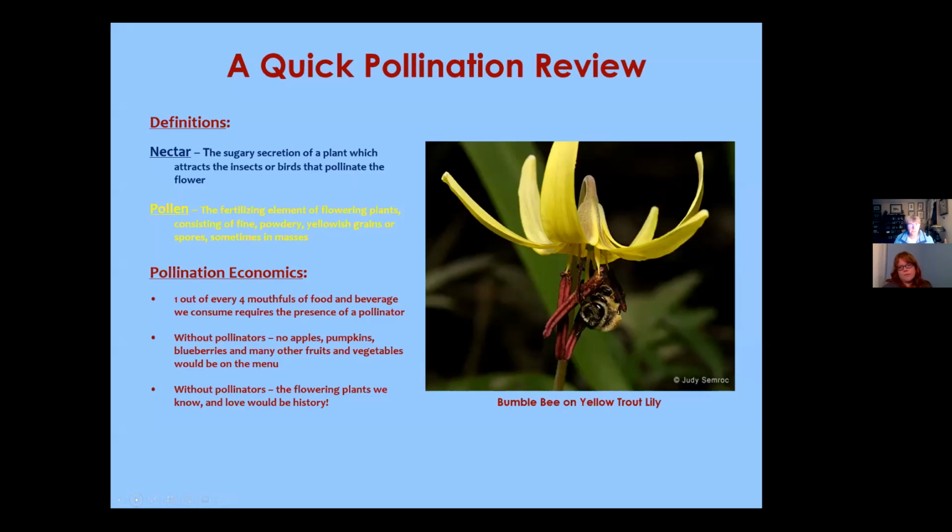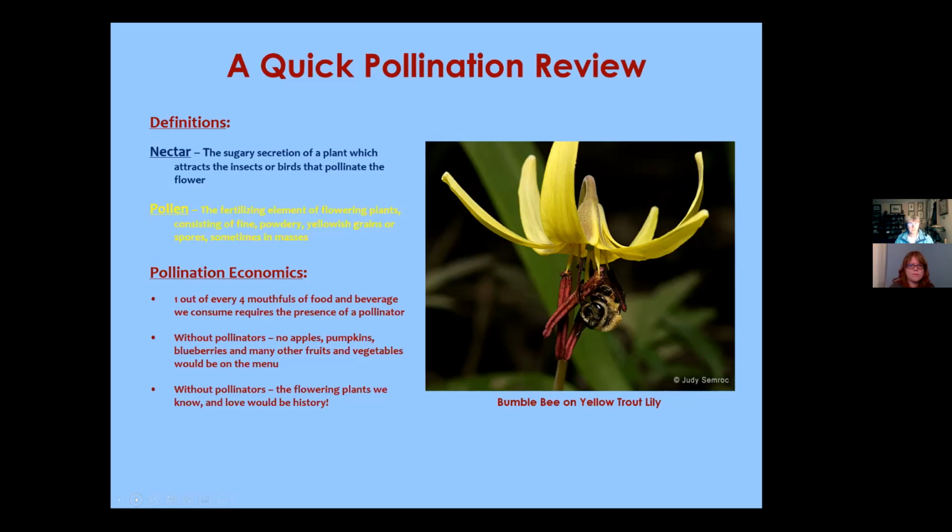So let's start off with a little bit of biology definition so that we're all talking about the same things. The nectar is the sugary secretion that a plant uses to attract the insects or the birds that can potentially ultimately pollinate to get more flowers and to get seeds and that whole process. And then the pollen is the fertilizing element of the flowering plants, which consists of fine powdery, usually yellowish or pale cream colored grains or spores, and sometimes they're in masses. And we'll see a lot of pictures of pollen on all kinds of things during this presentation.